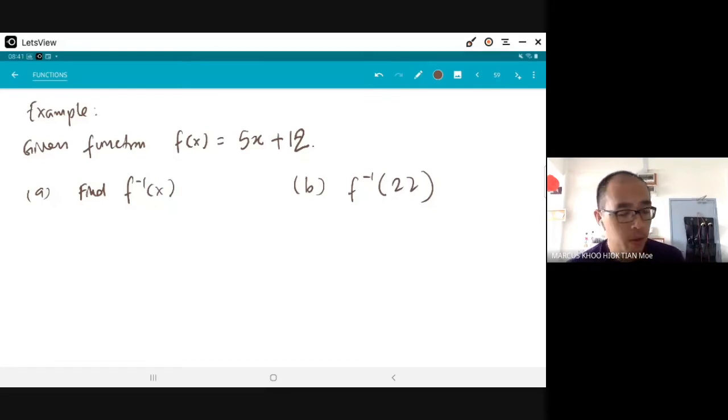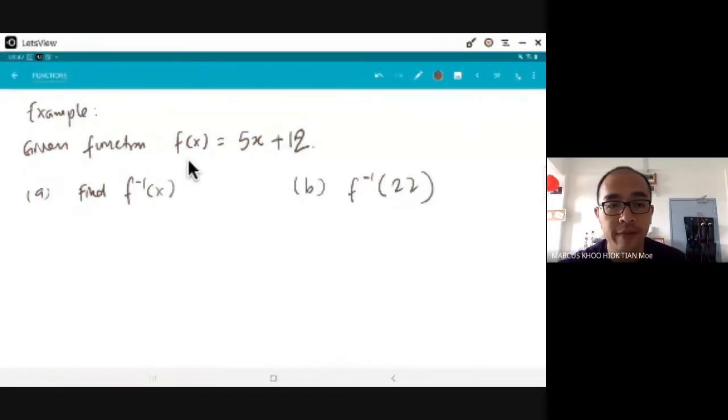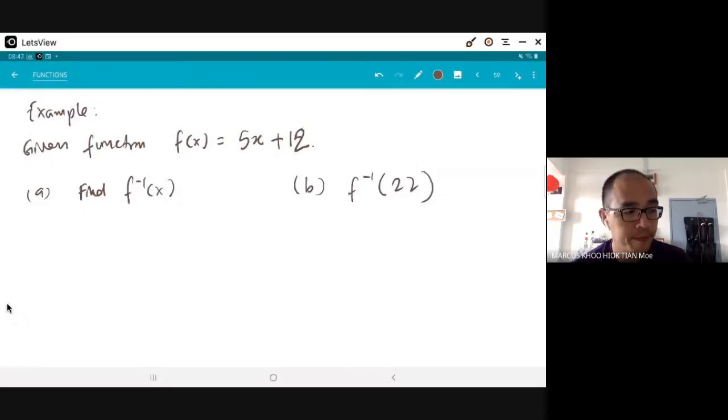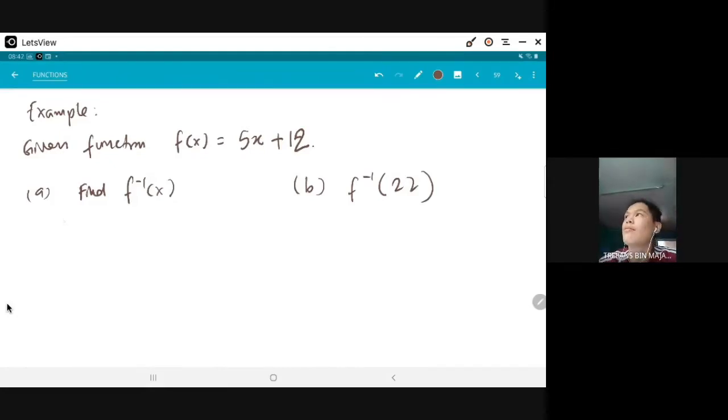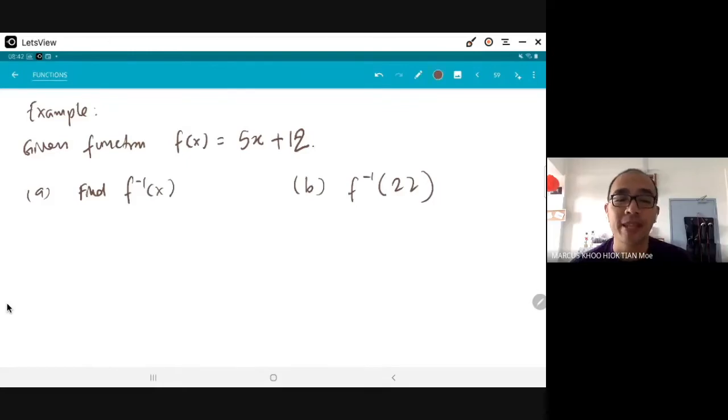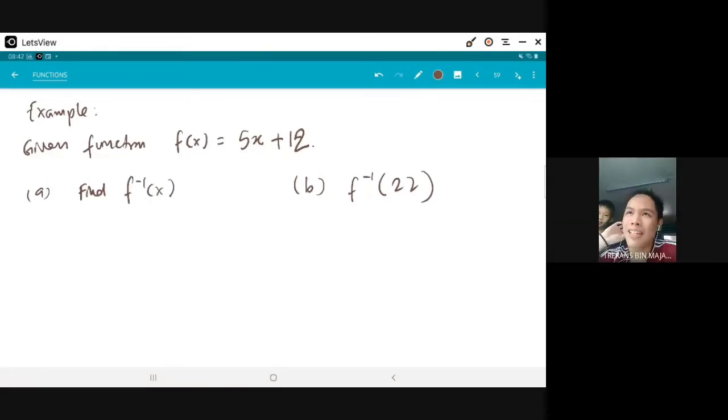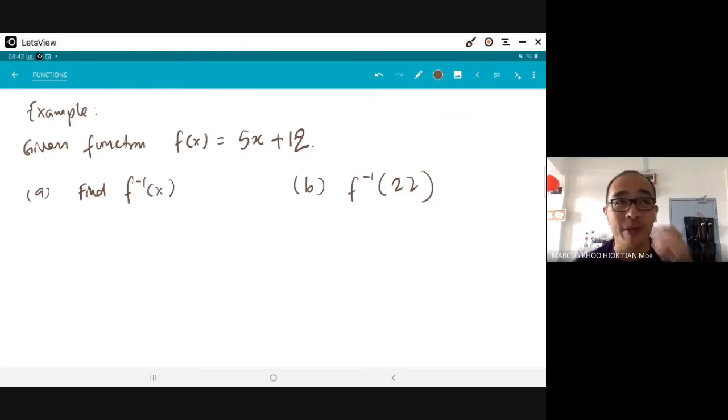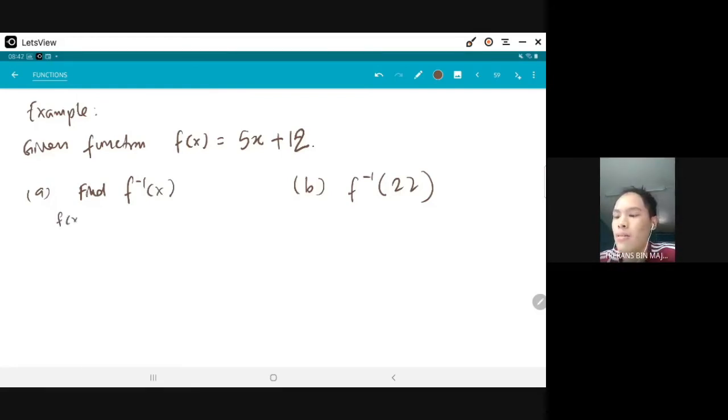Wow, Terence is fast. Can you tell us how you got x minus 12 over 5? Tell me what to write. Part of the skill is explaining how you got the answer. Not just moving things around in your head, right? Tell me what to write. f(x) equals y, then f(x) is 5x plus 12 equals y, then move things around until it becomes x, and the right side is y minus 12 over 5.